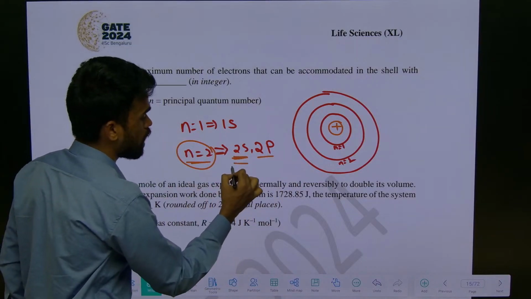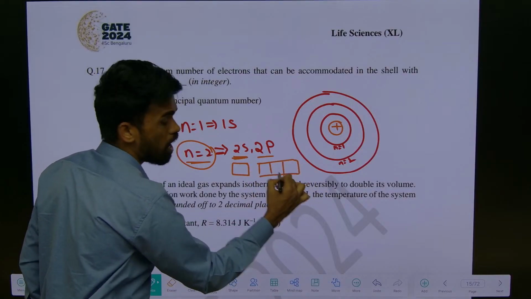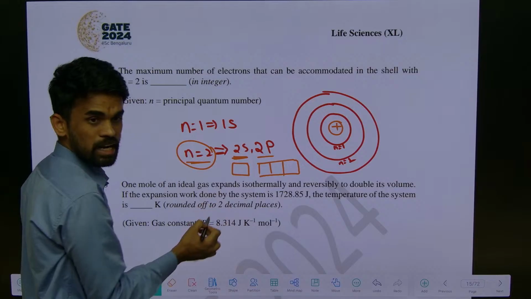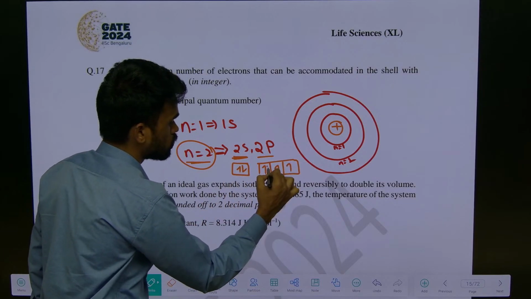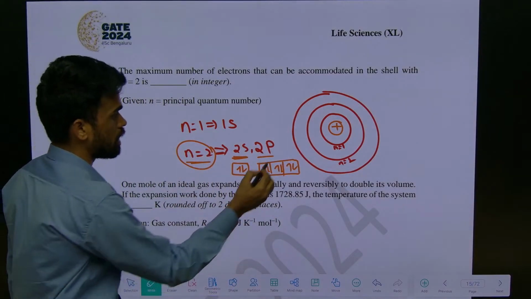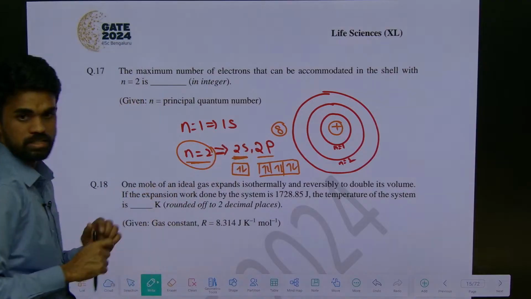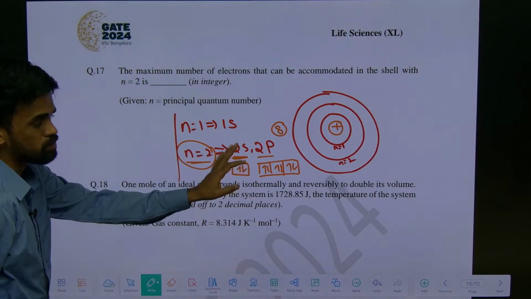So s can have one orbital, but p can have how many orbitals? 3 orbitals are there. So each orbital can accommodate how many electrons? 2. So the total number of electrons is 8, no? So how do you get this answer? See, I will tell you some simple formulas to get this. You can do this the lengthy way, but there is a simpler one.